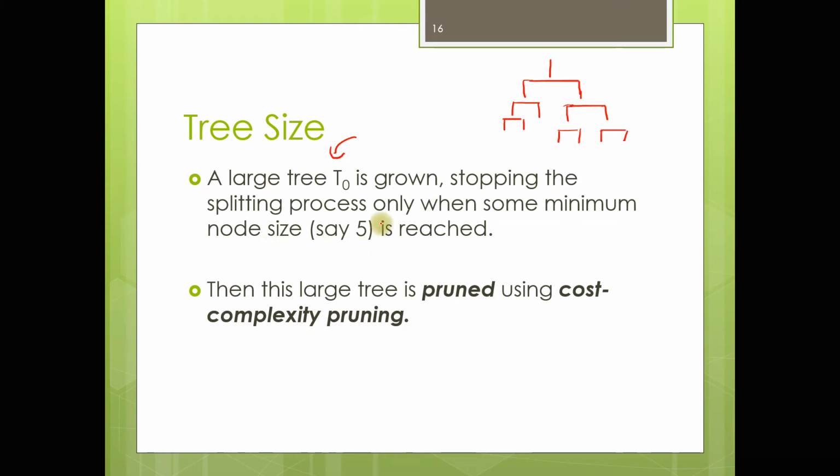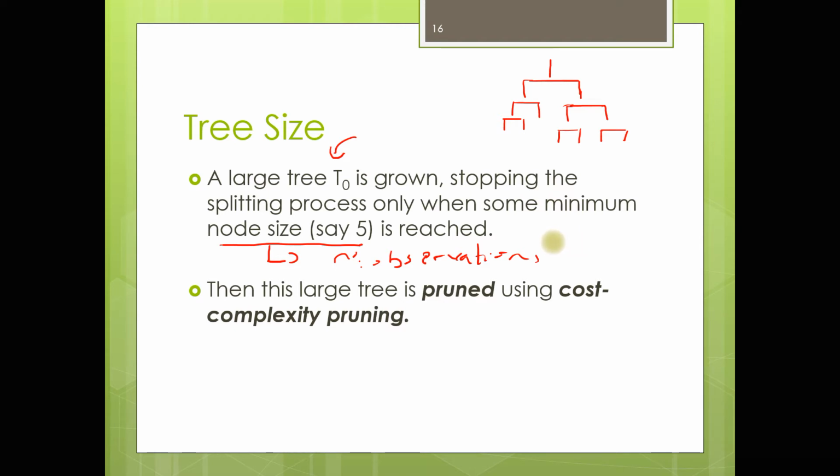For example, you may decide the tree should stop growing when it has reached a certain minimum node size of, let's say, 5. When we talk about node size, I'm not referring to the number of terminal nodes, but to the number of observations in a node. How many observations you've got in a node. And of course, the smaller this node size, the bigger the tree is supposed to be.